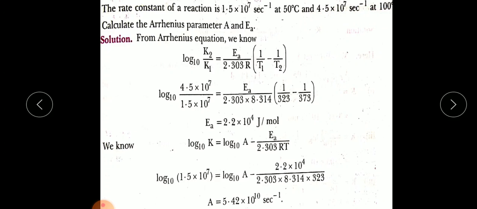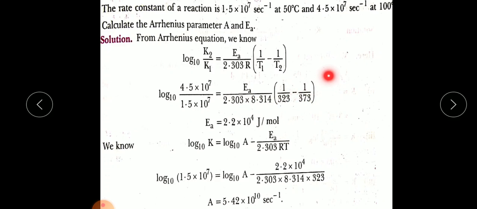Now we'll just substitute the values. K2 is 4.5 × 10^7, K1 is 1.5 × 10^7, EA will remain as it is, 2.303 R, where R is the universal gas constant, 8.314 joule per Kelvin per mole. The value for T1, 50 degrees Celsius converted into Kelvin, becomes 323, and 100 degrees Celsius becomes 373.